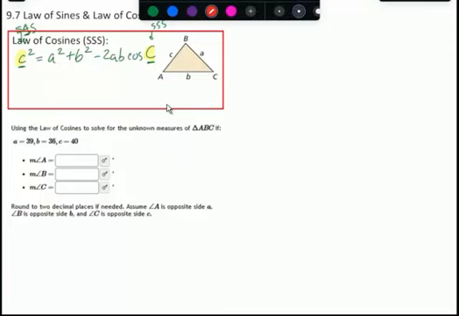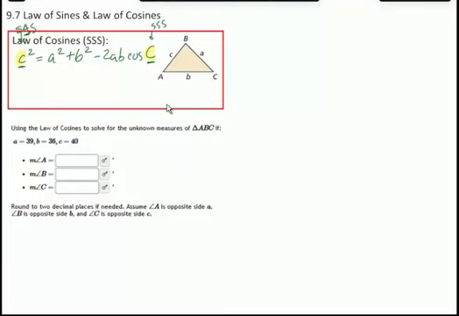Now, there are 2 variations of this, again, depending on what pieces of information are provided for you. If angle A or side A is your unknown, then you'll put that by itself, and it's equal to the sum of the squares of the other 2 sides, minus twice the product of those 2 sides, B and C, all times the cosine of the angle opposite A. And again, either angle A or side A would be your unknown in this problem.